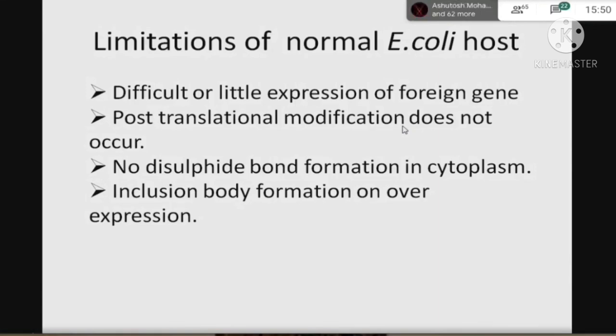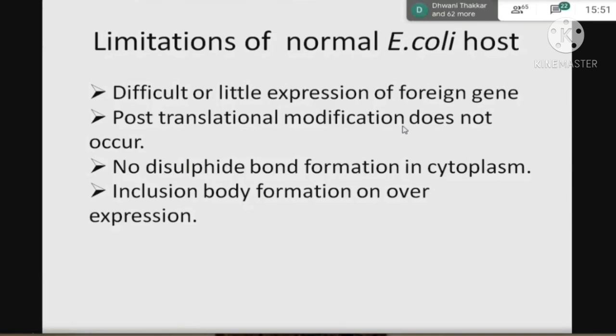Disulfide bond formation is also considered a post-translational modification. E. coli cytoplasm doesn't allow disulfide bond formation. So if your protein requires it, then you cannot use it. But nowadays scientists have solved that problem. We can use E. coli for production of disulfide bond containing protein also.